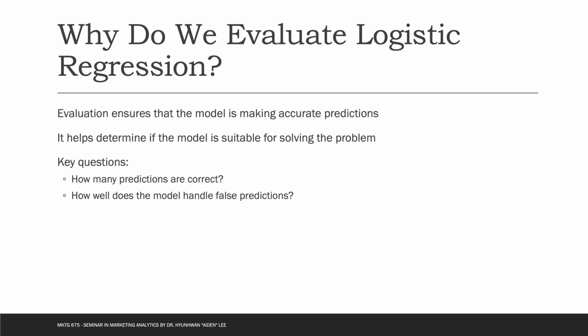When we build a logistic regression model, we cannot just trust it because it ran without an error. We need to evaluate it to check whether its predictions are actually useful. Evaluation answers two main questions. First, how many of the predictions are correct? So overall, is the model doing a good job on this data set? Second, when the model is wrong, what kinds of mistakes does it make and how serious are those mistakes for our business problem? These questions guide which metrics we look at next, such as the confusion matrix, accuracy, precision, and recall.